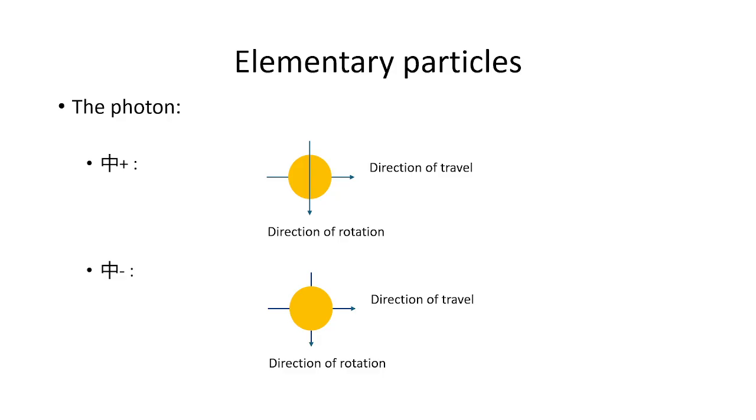Elementary particle: the photon. Photon zhong plus and zhong minus. When the photon is in the right hand configuration, it is noted plus, otherwise it is noted minus.